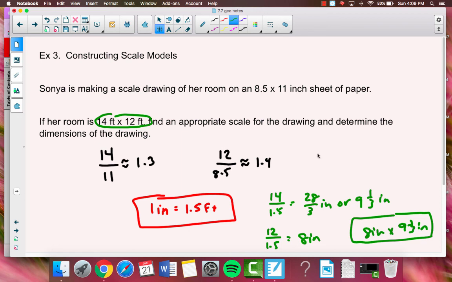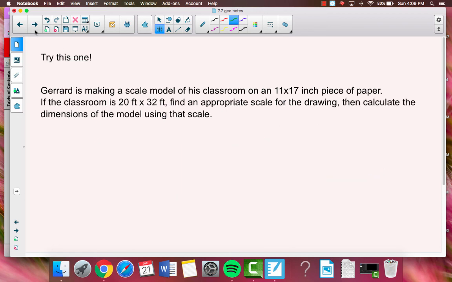All right, so I want you guys to try this next example on your own. It says Gerard is making a scale model of the classroom, and he has an 11 by 17 inch piece of paper, and the classroom dimensions are 20 feet by 32 feet. So I want you to come up with an appropriate scale, and then calculate, using the scale that you create, what the dimensions of his drawing would be, and then go ahead and type that in.